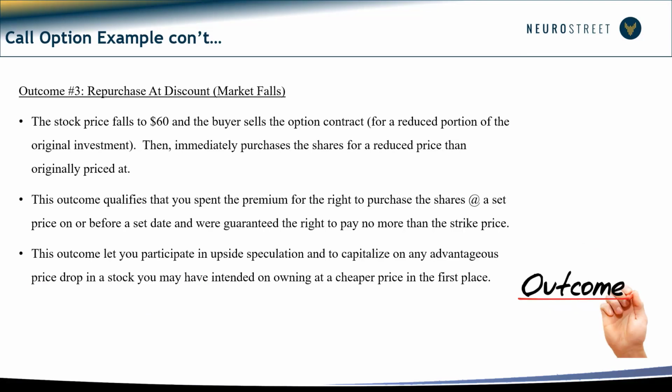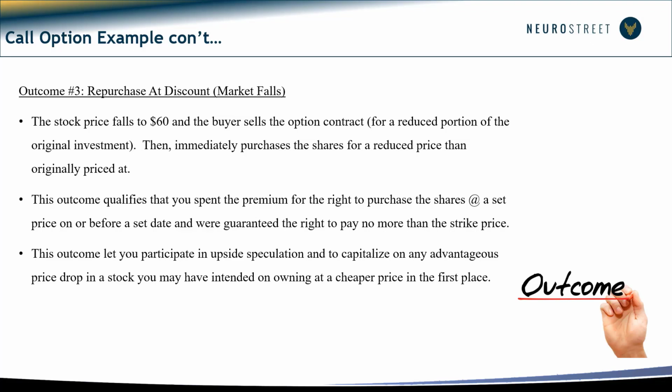Okay, outcome number 3. Repurchase at a discount. Okay, the stock price falls to 60 and the buyer sells the option contract for a reduced portion of the original investment, then immediately purchases the shares for a reduced price than originally priced at. This outcome qualifies that you spent the premium for the right to purchase the shares at a set price on or before the set date, or guaranteed the right to pay no more than the strike price.